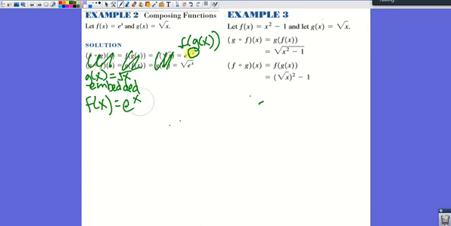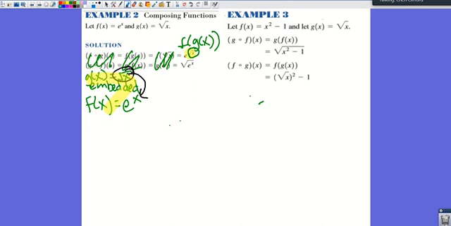Because remember, we're substituting this square root of x into x. So we're embedding square root of x into that x, or substituting, whatever word you want to use. And that's the yellow highlight there.